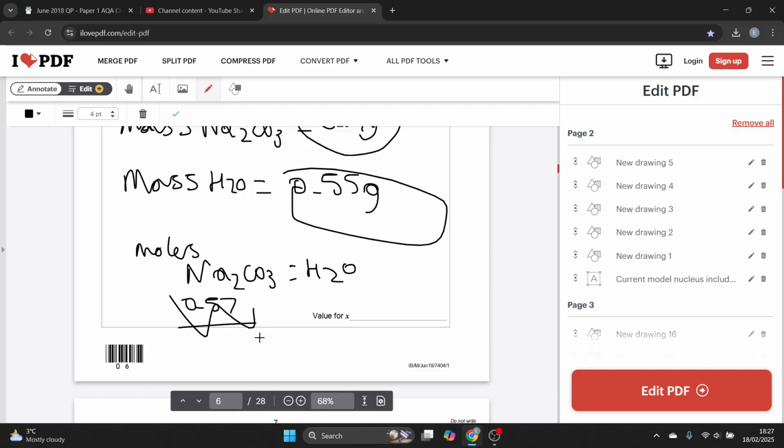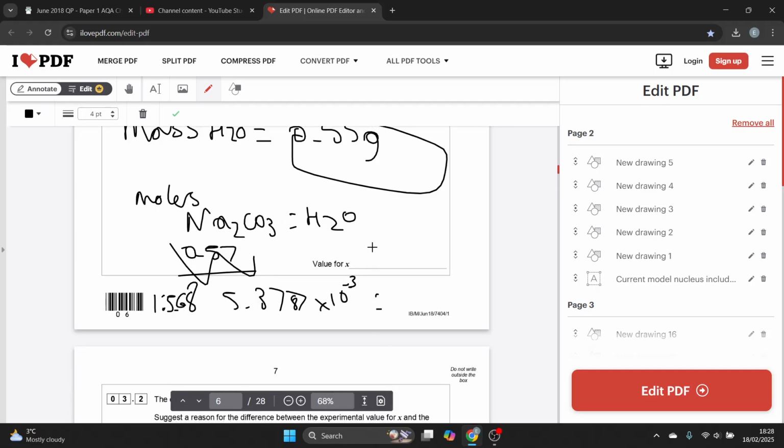I get 5.378 times 10 to the power minus 3 moles. For the moles of H2O, 0.55 divided by 18, 0.0305. Divided by the smallest number for the molar ratio, so my answer 0.0305 divided by 5.377 times 10 to the power minus 3, and I get a 1 to 5.68 molar ratio. Therefore X has got to be 5.68.